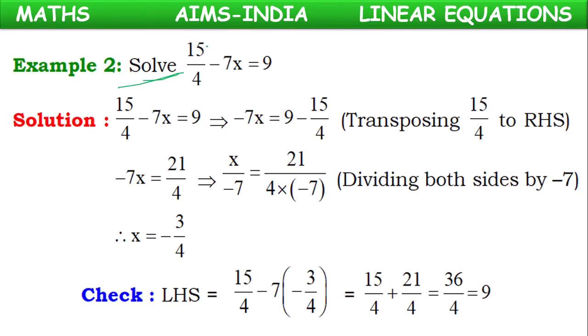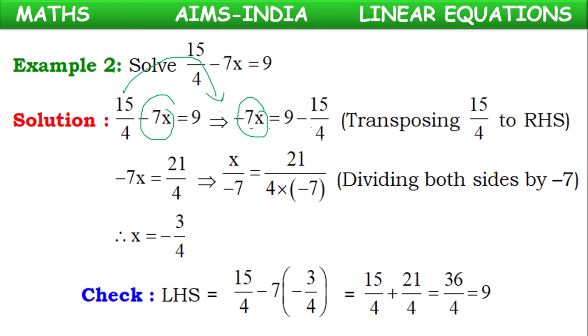Next, children, solve 15 by 4 minus 7x equal to 9. So first, let's do it with the transposition method. 15 by 4 is taken to the right hand side. So here minus 7x will remain. So minus 7x equal to 9 minus 15 by 4.